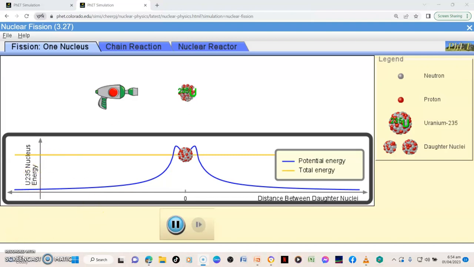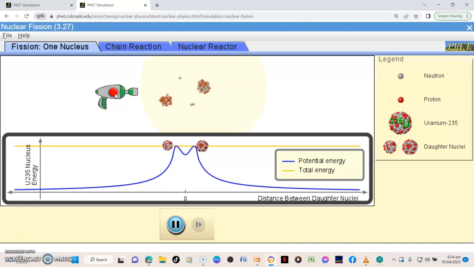So now we have the nucleus here, which is the nucleus of uranium-235. So now, if we happen to overbombard it with some neutrons, it will actually split into two daughter nuclei. When that happens, we say fission has actually taken place. Now, let's take a look at it. Boom. Okay, so now that's the thing.